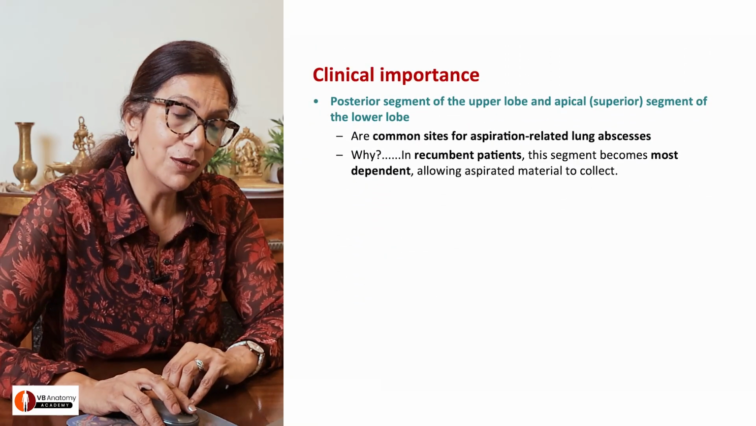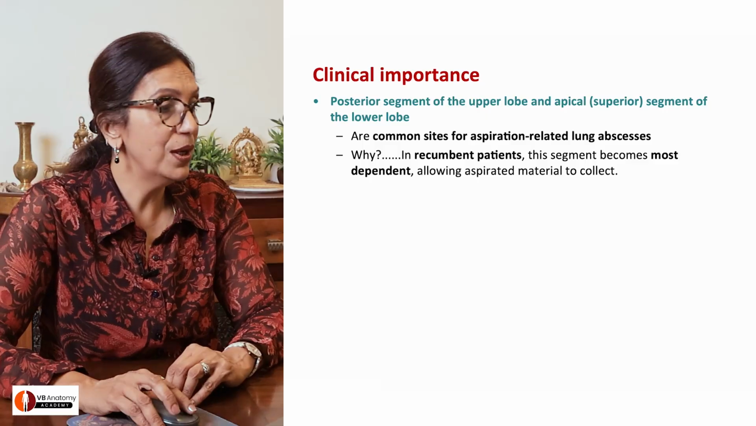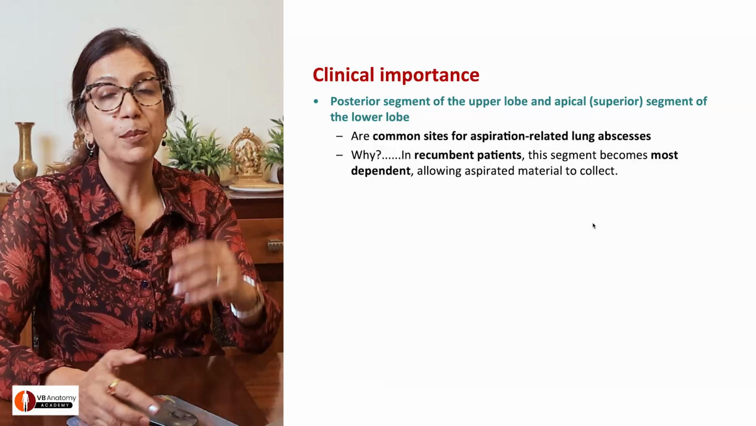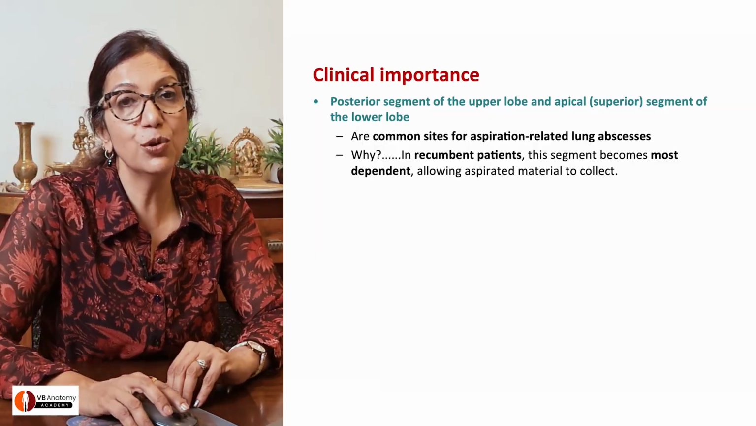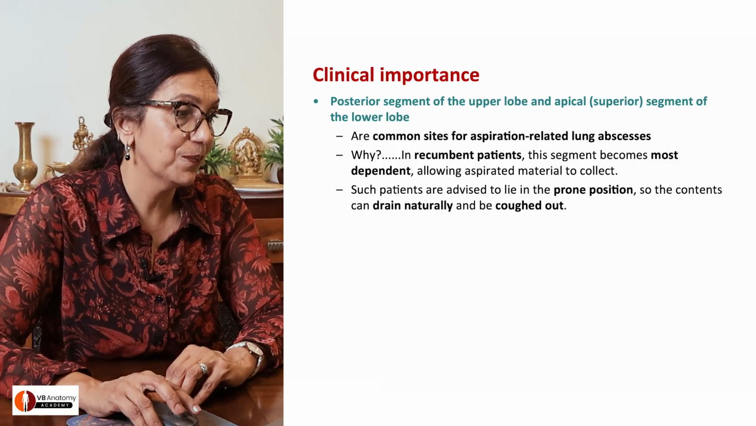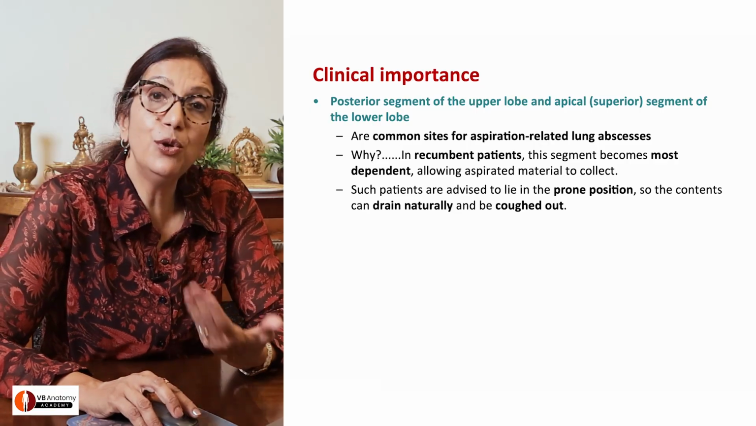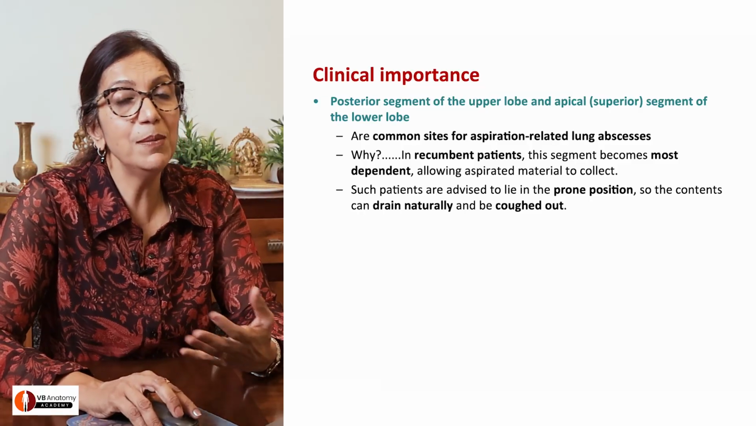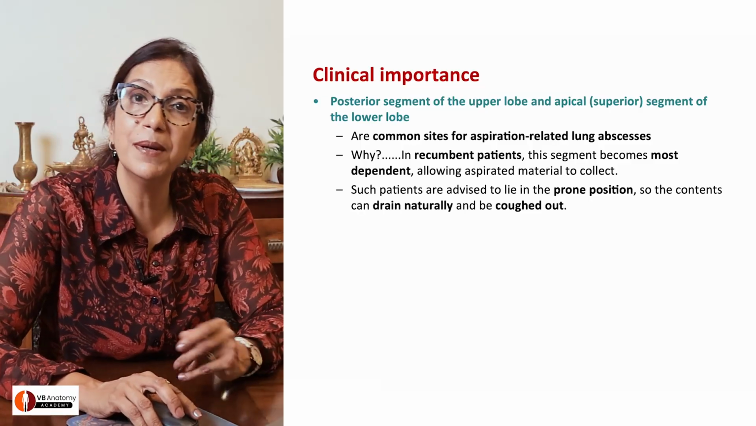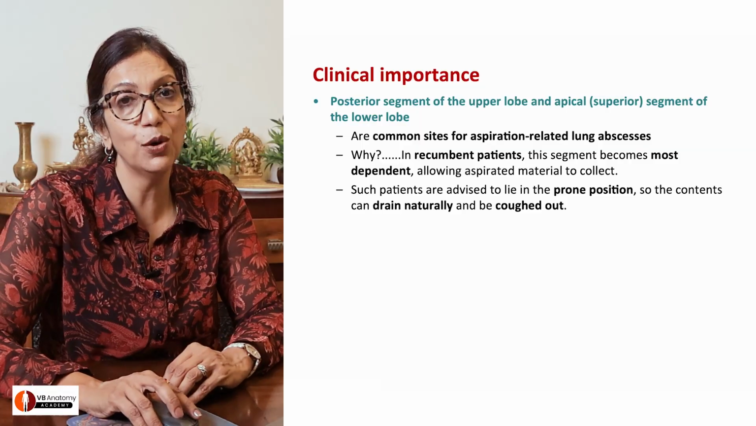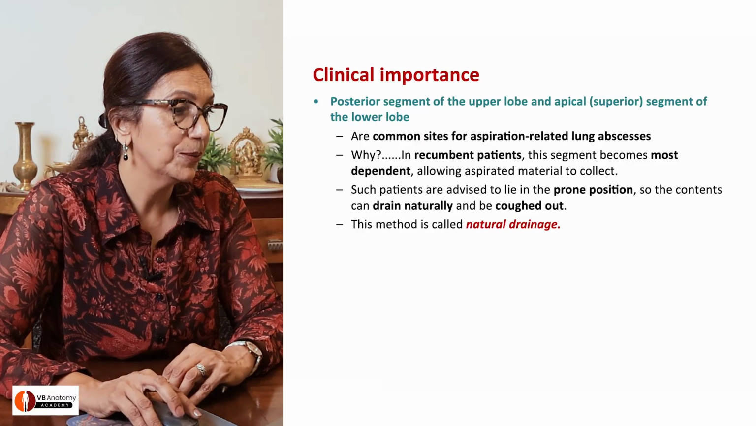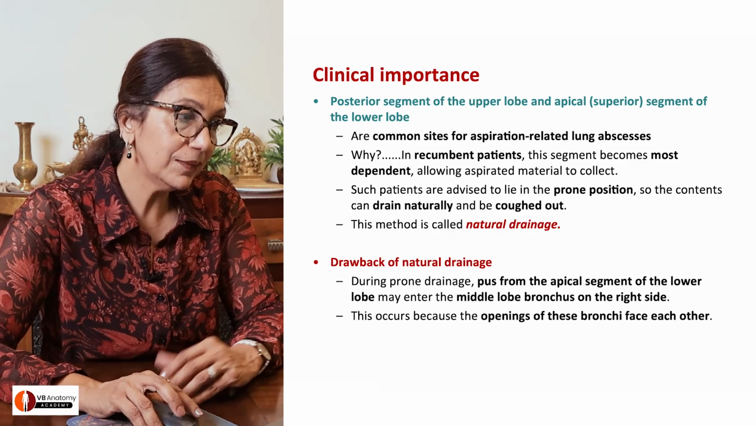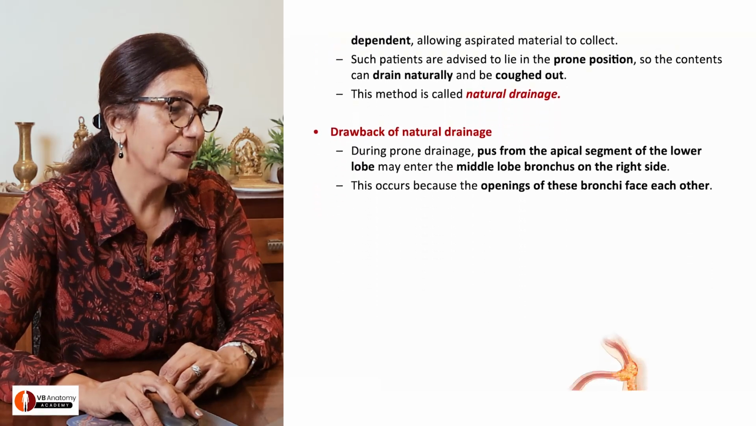So, the posterior segment of the upper lobe and apical segment of the lower lobe are common sites for aspiration-related lung abscesses. Why? Because when a patient is lying down, these are the two lobes which are most dependent. Such patients can be made to lie in prone position to drain out the pus from these two lobes. The problem in case of apical is that it might drain into the middle lobe directly, because the opening of the bronchus lies exactly opposite. This is called a natural drainage method. I just told you it has a drawback.